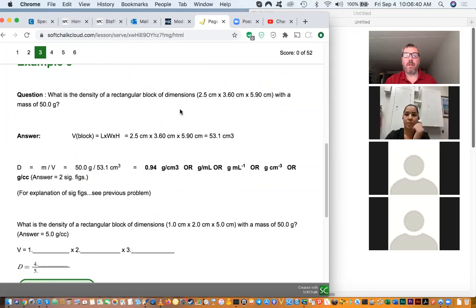If you look at the number of significant figures in the problem, the smallest one is this one, 2.5, which is 2 sig figs, which is why this comes out to be 0.94 grams per cubic centimeter. And again, you would wait to do your rounding to 2 sig figs until the very end of the problem. Does anybody have any questions?